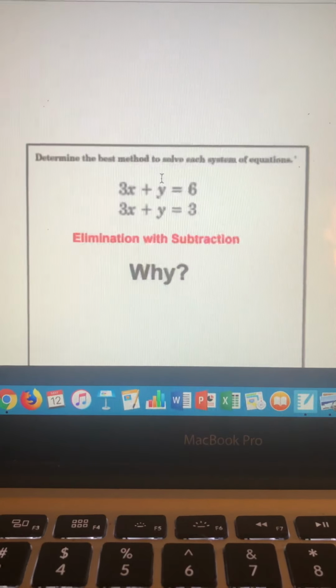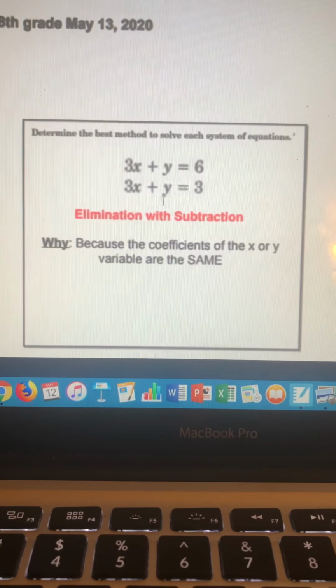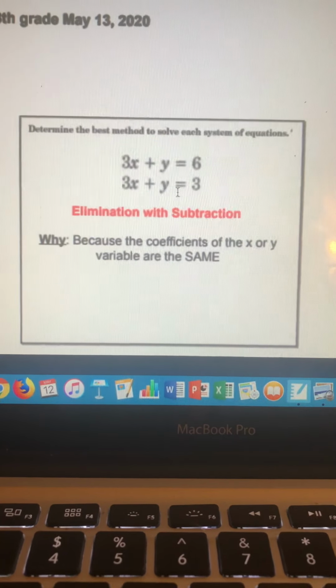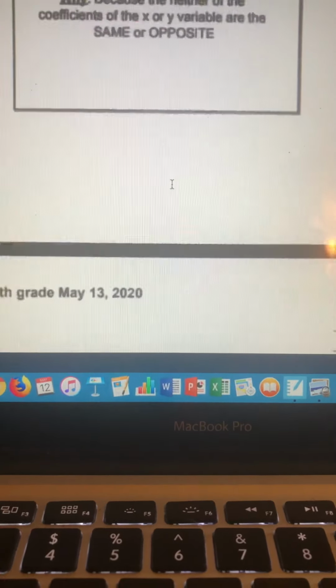So in this case, we would use subtraction. Why? Because actually the x's or the y's would eliminate because they are the same. And then so on. There's a few more for you to go through.